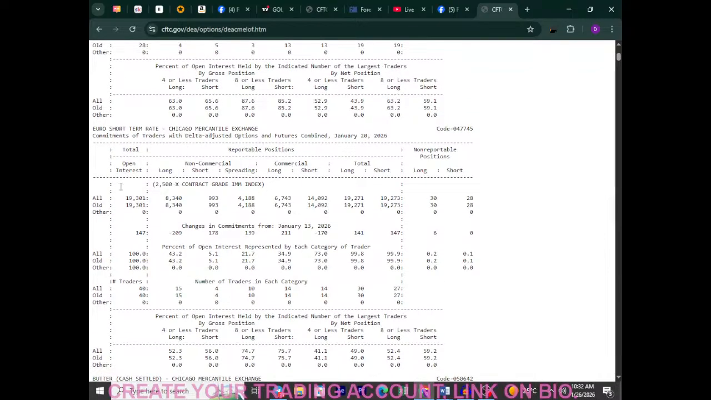So we begin with Euro. So Euro, the hedge funds are long on the Euro. They have 993 positions on shorts and 8,000 positions on longs.